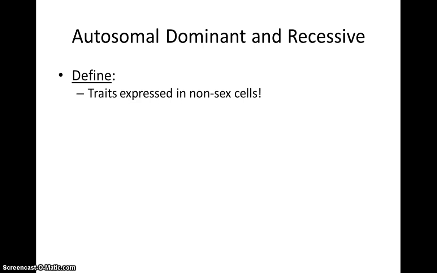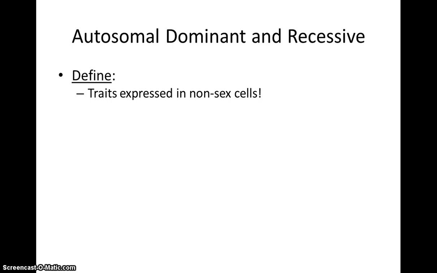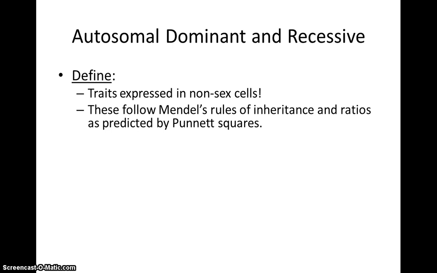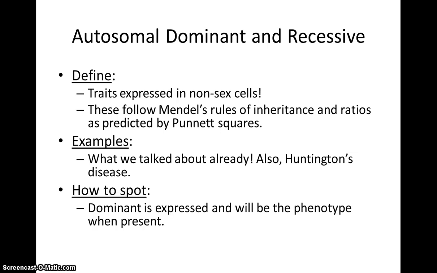All right, so first of all, starting out with autosomal dominant and recessive, these are traits expressed not on sex chromosomes. All of these are going to follow those rules of inheritance that we already outlined. So with dominant and recessive, the dominant takes over, and the recessive is only seen in 2 copies. These are also all the traits where we can use just a Punnett square to predict the ratios. Huntington's disease also follows an autosomal dominant pattern. You can spot these because if you see a dominant gene, that's the one that's going to be expressed in the phenotype. So this is basically what we're used to up to this point.